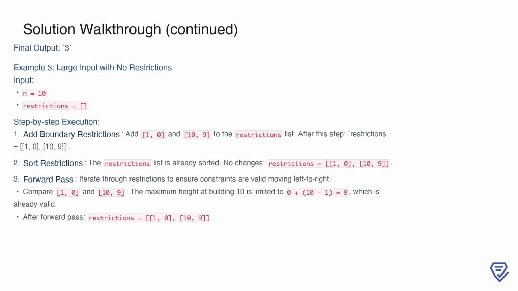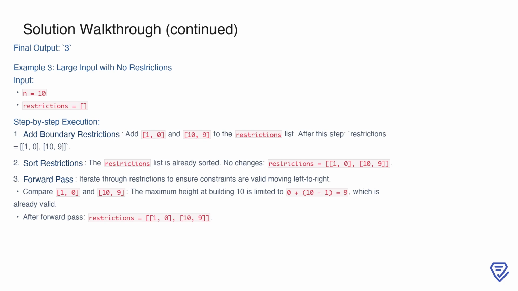In the third example, we consider a larger input where n equals 10 and there are no restrictions other than the boundaries. First, we add the boundary restrictions 1, 0 for building 1 and 10, 9 for building 10. This gives us the restrictions list 1, 0, 10, 9. Since the list is already sorted, no further sorting is necessary.